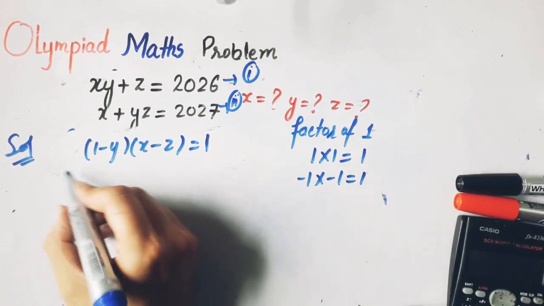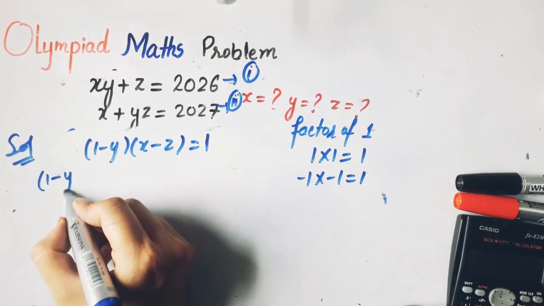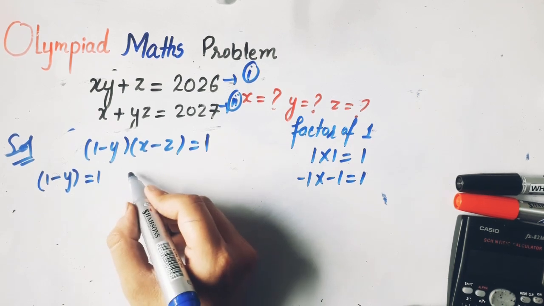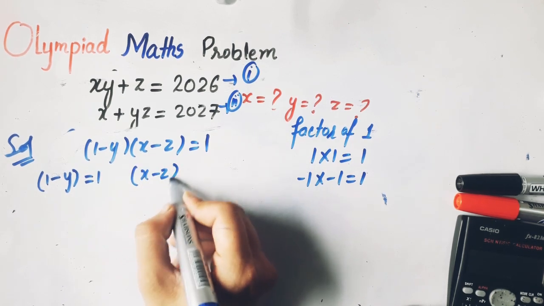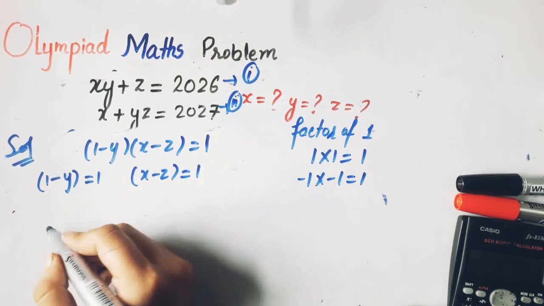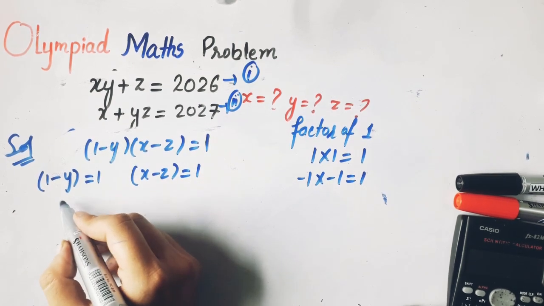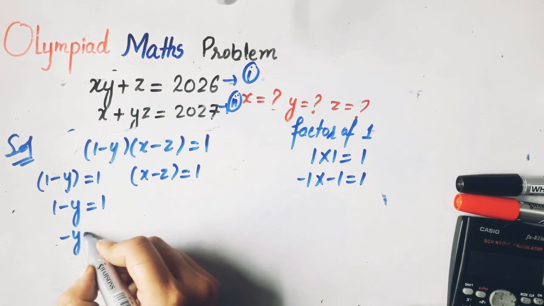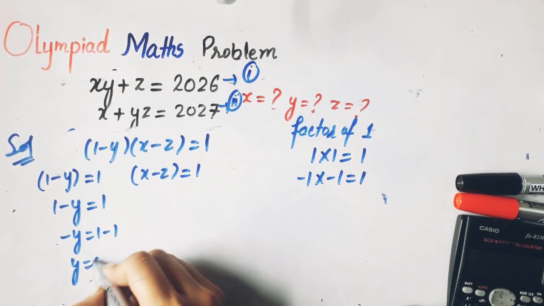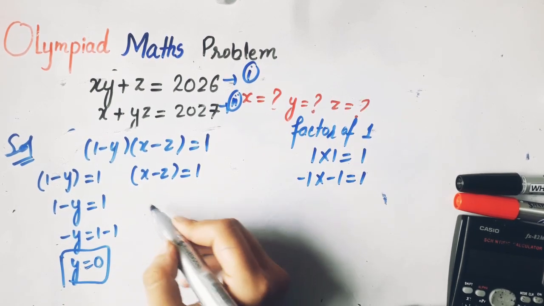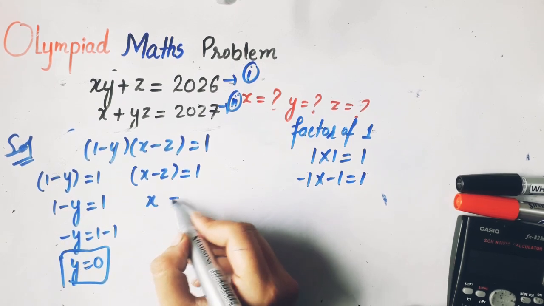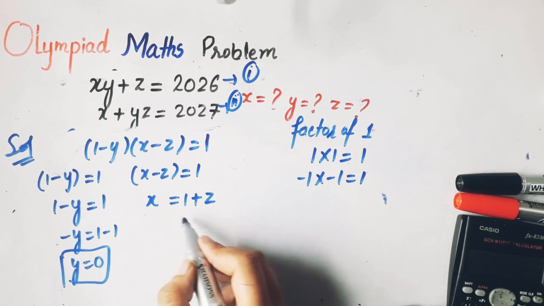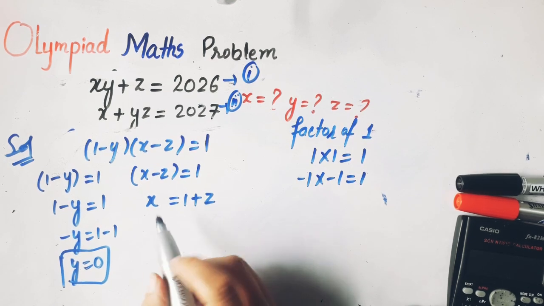So we will apply 1 minus y equal 1, x minus z equal 1. So we have 1 minus y equal 1 gives minus y equal 1 minus 1, y is 0. From this we have x equals 1 plus z. This is the value of x.